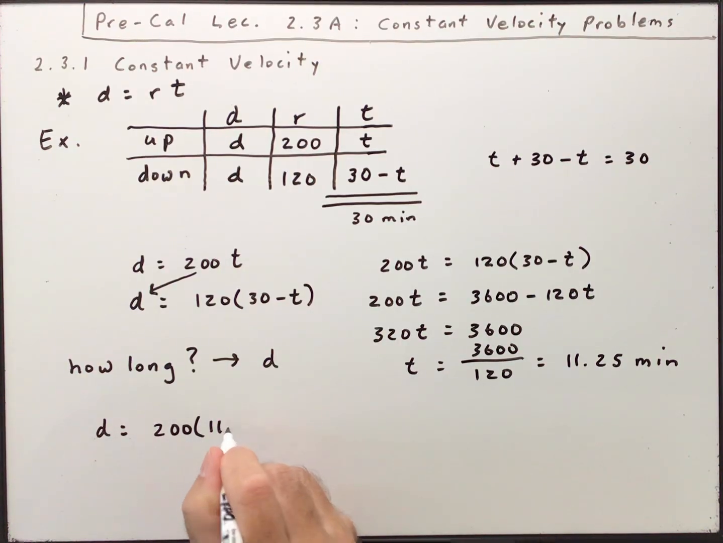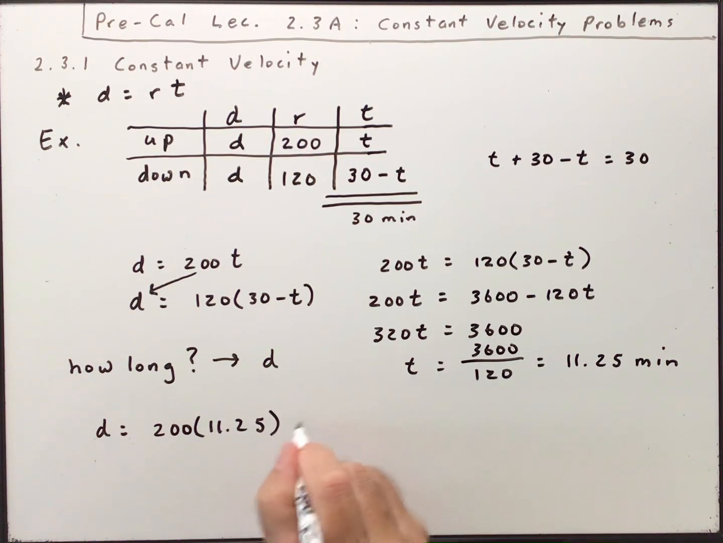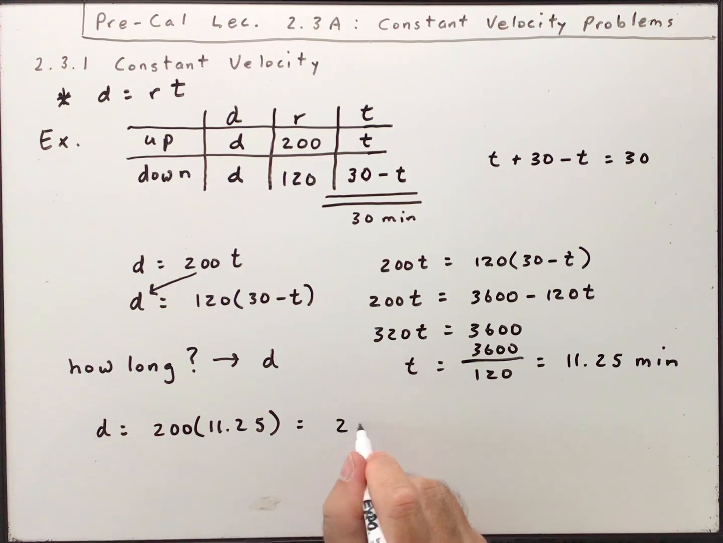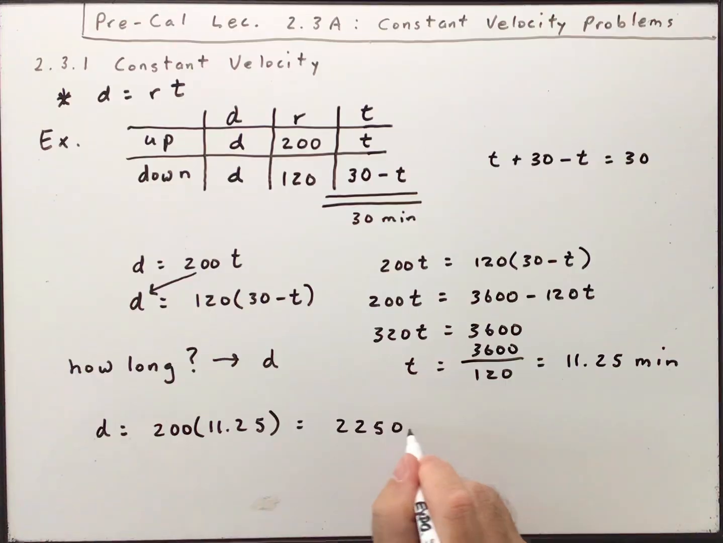So 200 times 11.25. All right, and that's 2,250 meters. So a bit over a mile. A mile's around 1,760 meters, I think. So maybe a mile and a third, something like that.